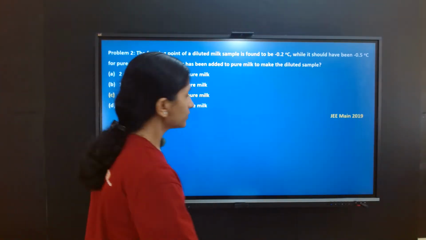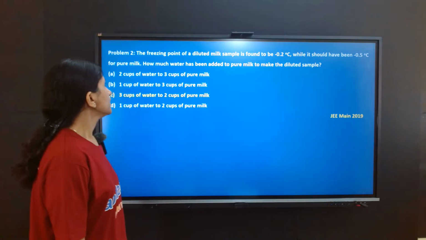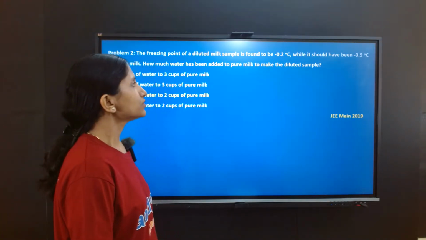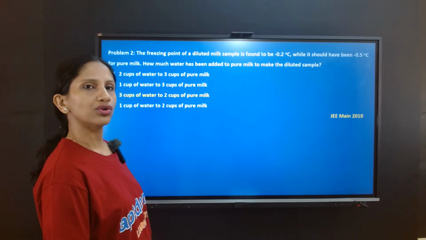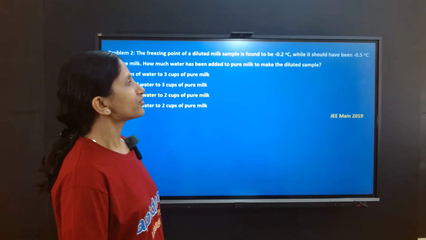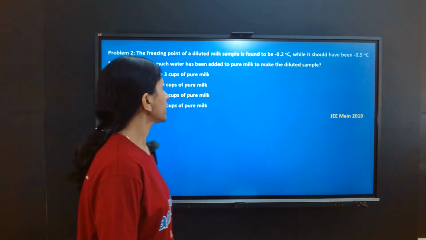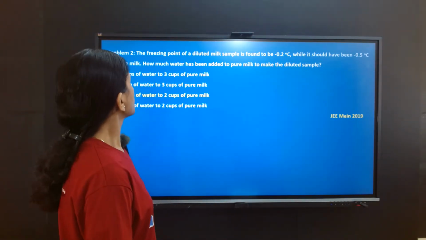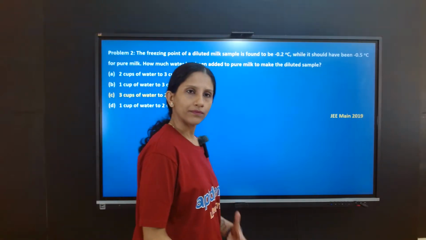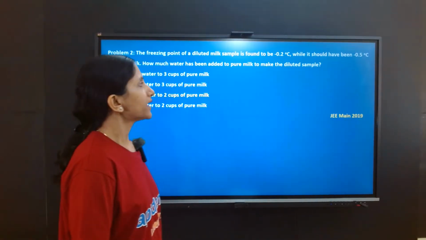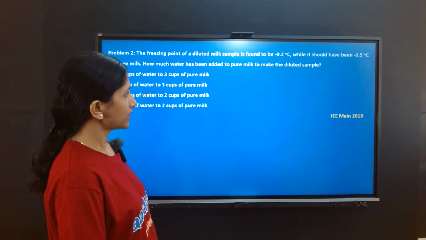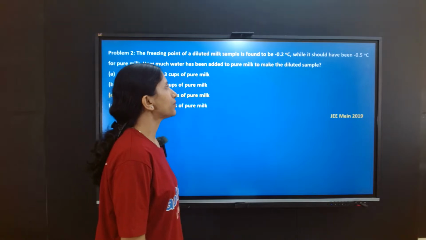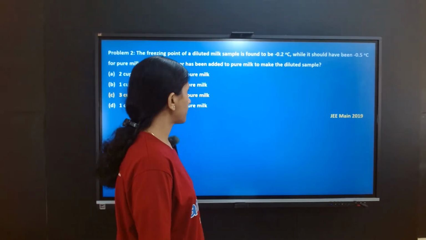Problem 2 is asking: the freezing point of a diluted milk sample is found to be minus 0.2 degrees C, while it should have been minus 0.5 degrees C for pure milk. So the freezing points of a pure milk sample and a diluted milk sample are given. Now they are asking how much water has been added to pure milk to make the diluted sample.